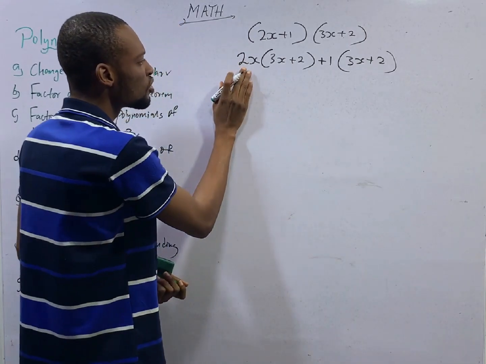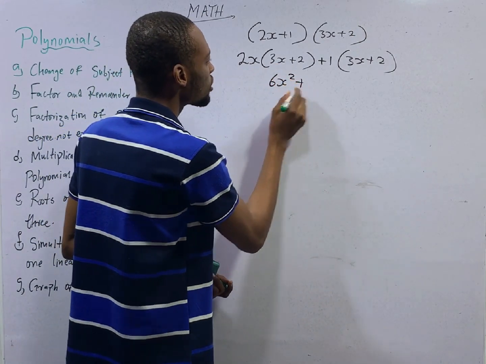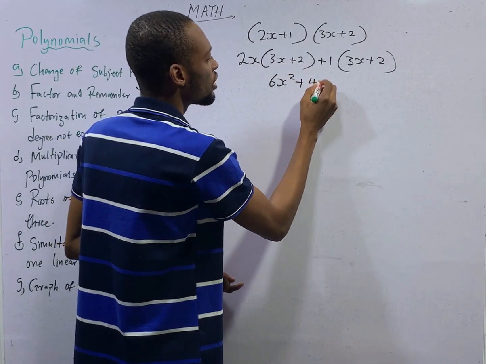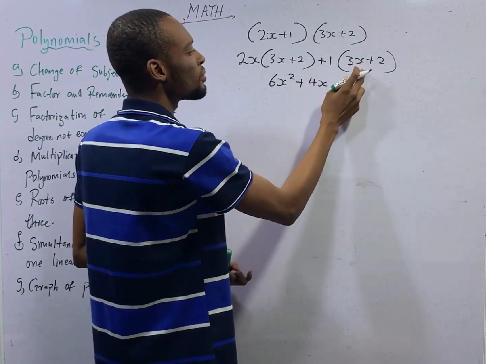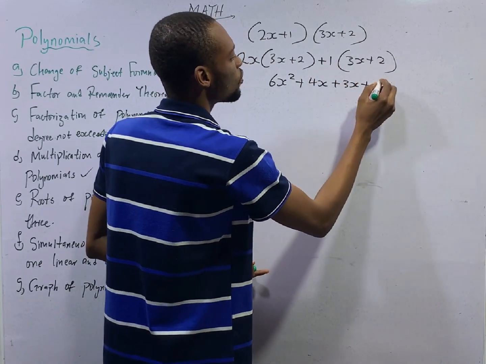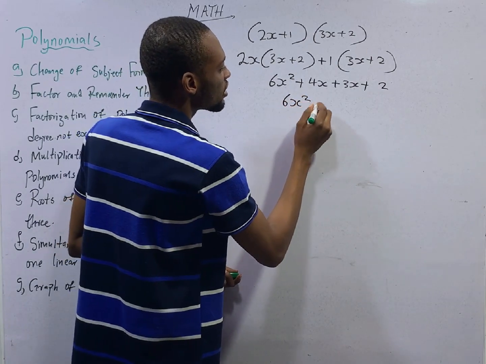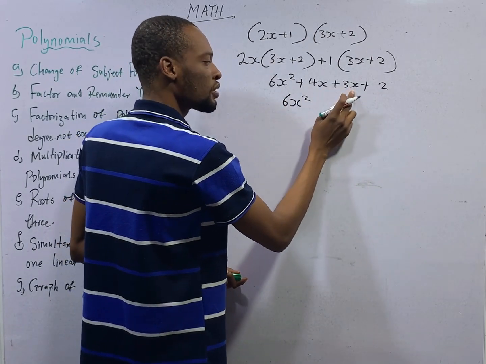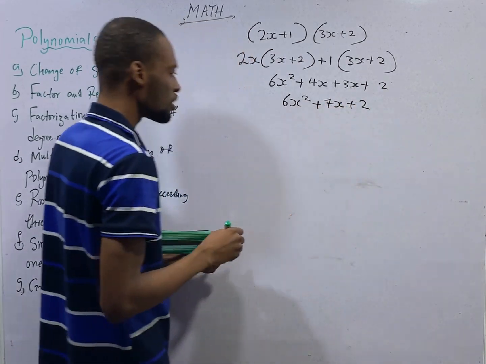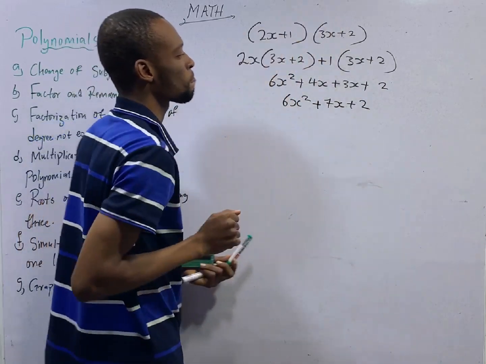In this case, 2s times 3s, that is 6s squared, plus 2s times 2, that is 4s, plus 1 times 3s, that's plus 3s, plus 1 times 2, 2. This will give you 6s squared, plus 4s plus 3s, plus 7s plus 2. So this is the expanded form of this guy.